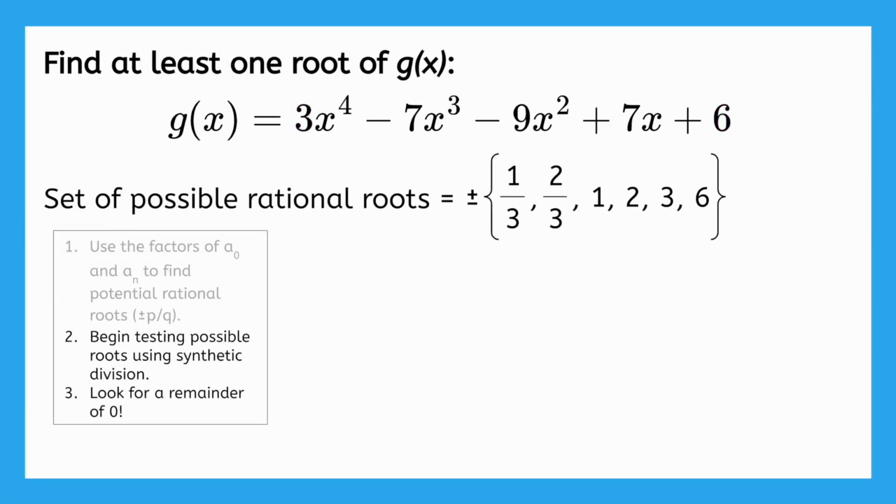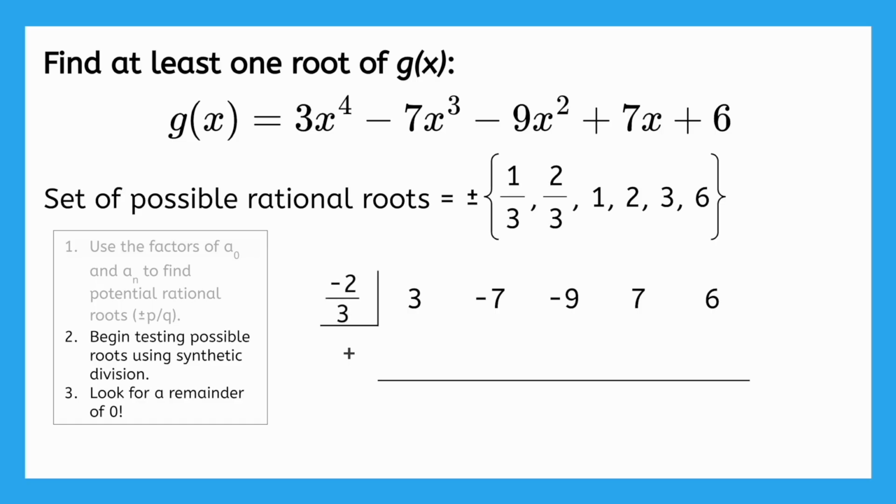Now that you have a list of possible rational roots, you're ready to start testing them. Set up your synthetic division. And if you were doing this on your own, you could simply choose a value to start with and look for a remainder of 0. But I'll start you off this time with -2/3. The process for synthetic division is the same whether you have a whole number or a fraction in your small box. Go ahead and finish this synthetic division on your own.